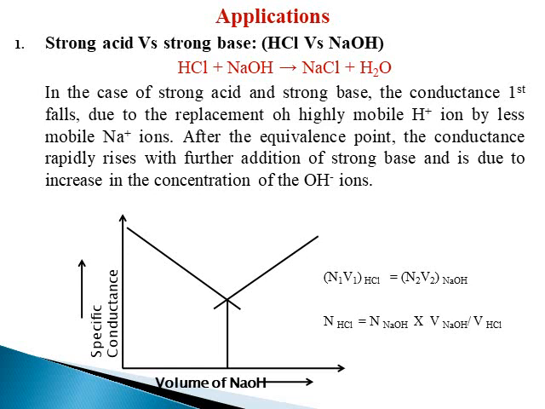So normality of HCl is equal to normality of NaOH into the volume of NaOH from the graph, divided by the volume of HCl which you are pipetting out. From this normality you multiply with 36.5, and you will get so many grams per liter. So this is the first case of applications, that is the reaction between a strong acid and a strong base.